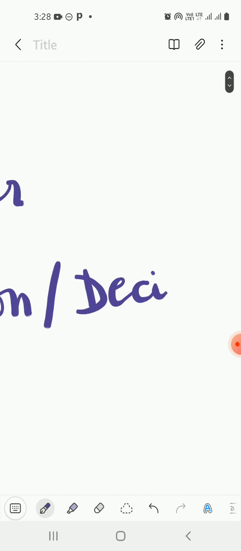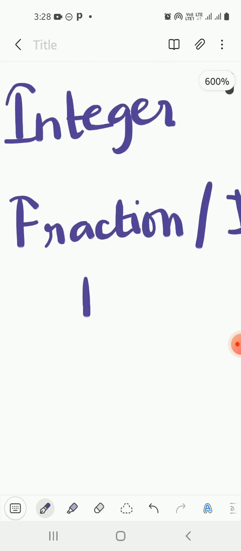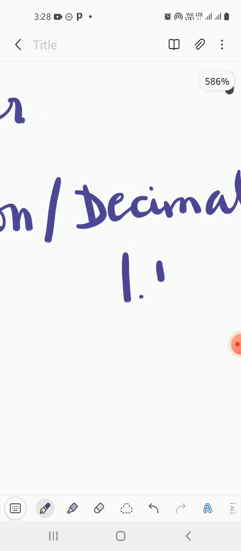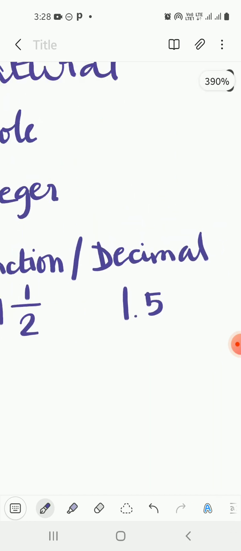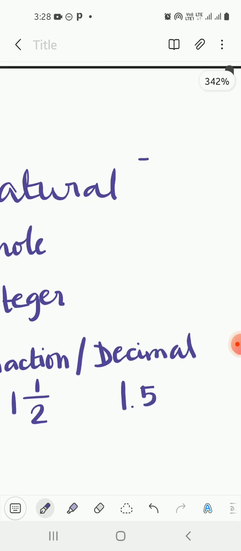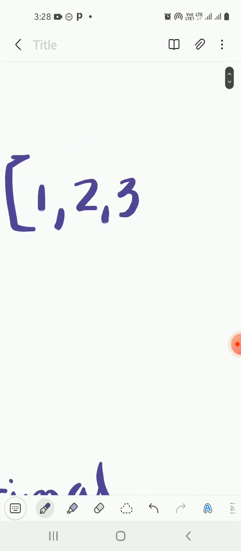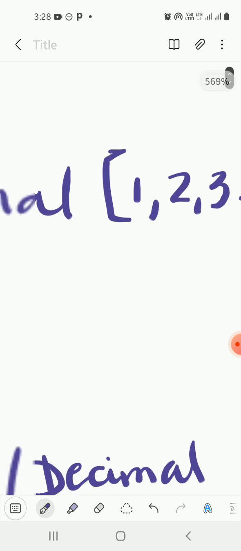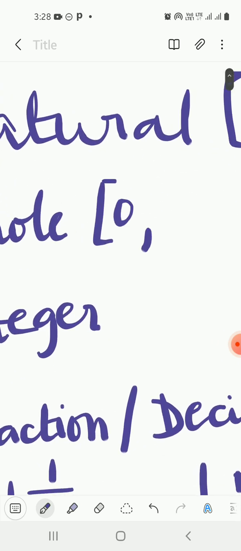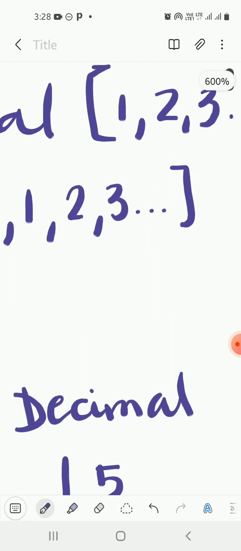Like, I'll give you an example. For an example, I can write 1.5. So this I can write in decimal as 1.5. Both mean the same. Natural numbers are the numbers that begin with 1, 2, 3, and this way it will continue till infinity. Whole numbers are numbers that begin with 0 and it will continue till infinity, just like natural numbers.